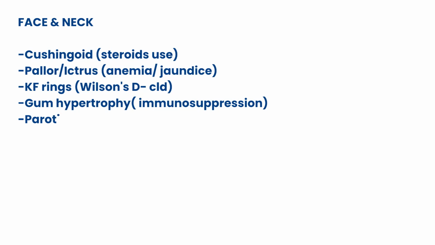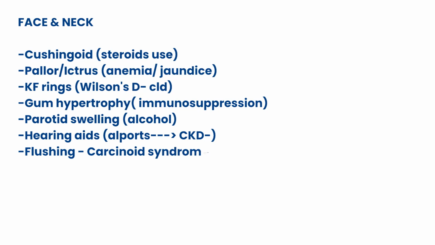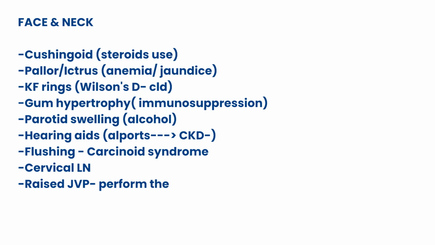Look for gum hypertrophy, which indicates that the patient is on immunosuppression therapy, which may also give you a clue that the patient probably has an organ transplant, which requires this immunosuppression. Also look for parotid swelling, hearing aids, any flushing of the cheeks or redness around the face. Then look for any cervical lymphadenopathy, which, if larger than normal, may give you a clue that it might be associated with a malignancy, leukemia or lymphoma.